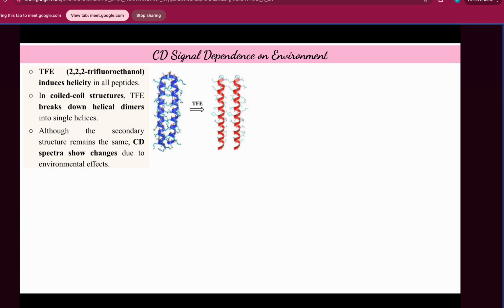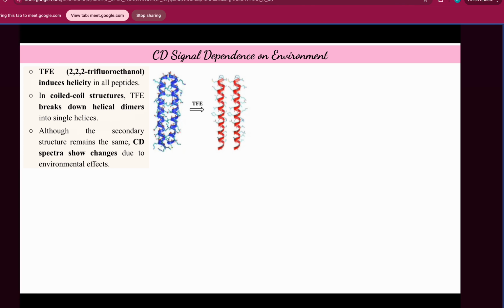Yeah, and this is another case. There is a molecule, trifluoroethanol, which is responsible for inducing helicity in peptides. In coiled coil structures, TFE breaks down the helical dimers into single helices. So what do we mean by inducing helicity? It means it increases the alpha helical content.